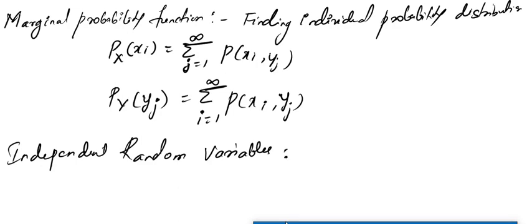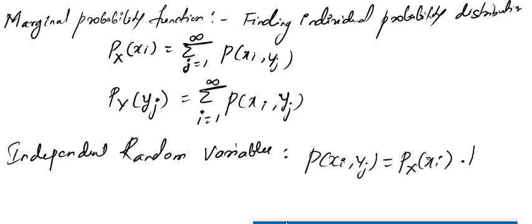Next comes independent random variables. As the name indicates, their events don't depend on each other, so it's an independent process. In that case, you have to find the probability of xi, yj as the independent probabilities, P of x at xi into P of y at yj.